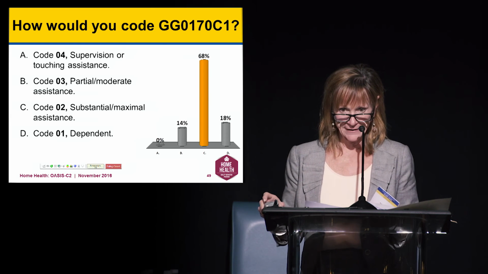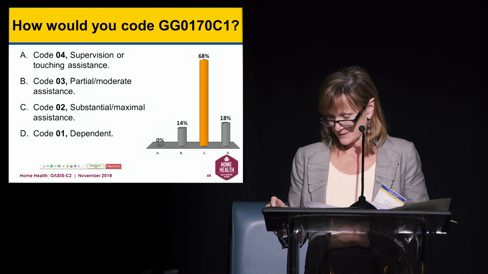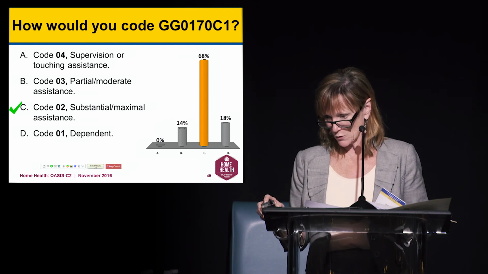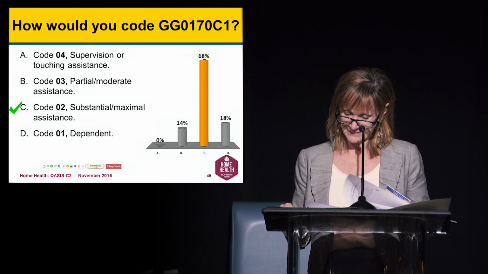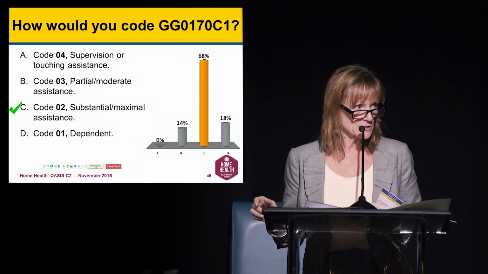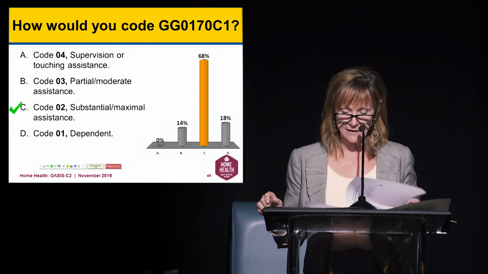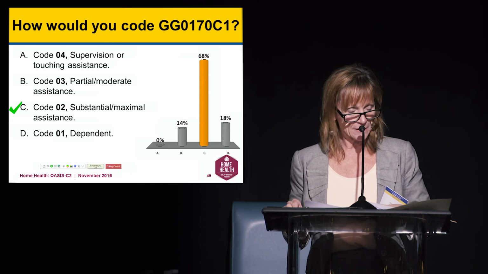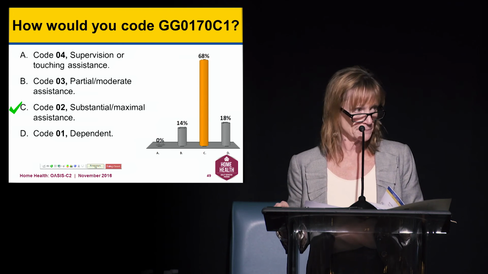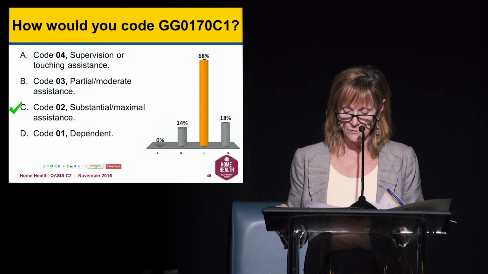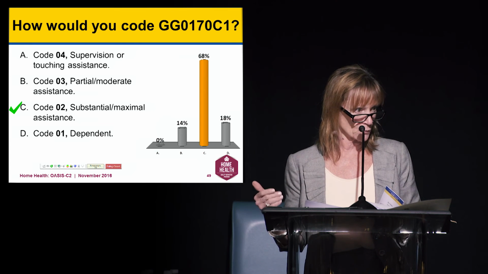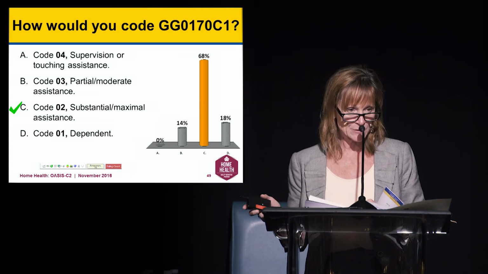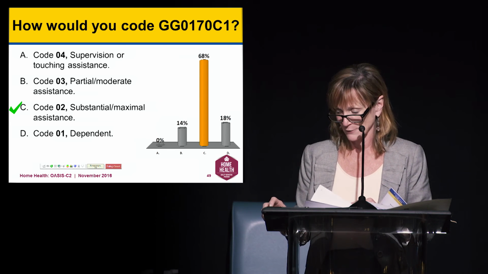Okay, so we got a variety of answers on this one. The correct answer was code 2. And the description in the scenario was at the start of care, resumption of care assessment, the wife did most of the effort when they described this, so it was more than half of the effort for the wife, and we'll be describing the rationale a little bit, but that is why code 2 was the appropriate answer.